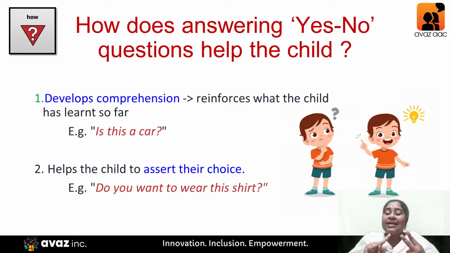Second thing is, it helps the child to assert their choices. For example, if you ask the child, do you want to wear this shirt? And the child says no, then it clearly shows that the child denies the choice that's been offered.